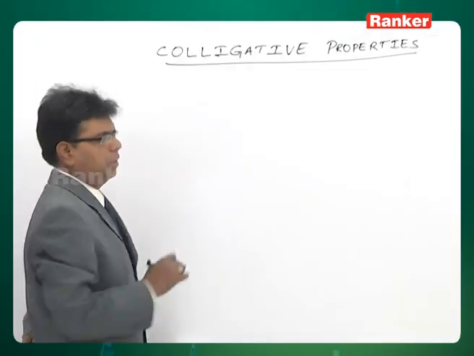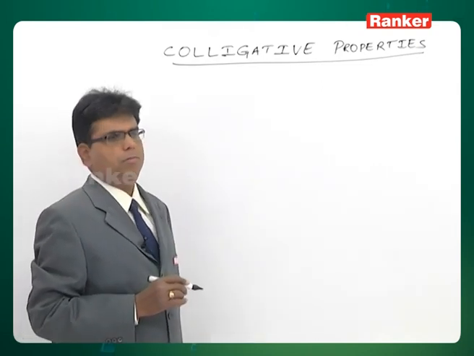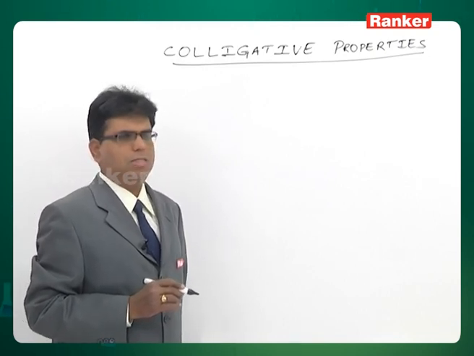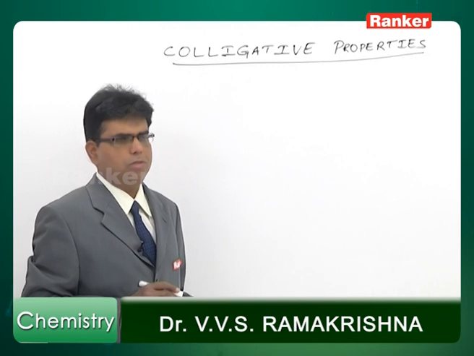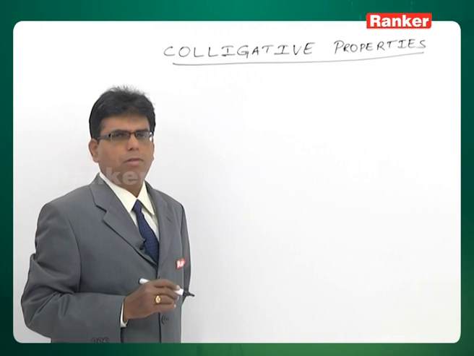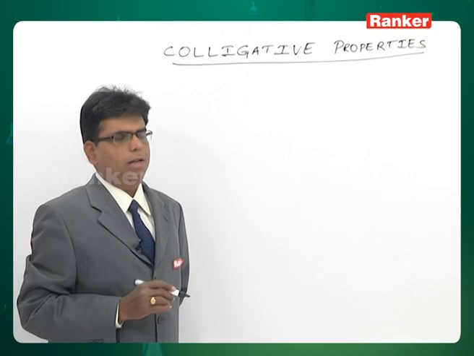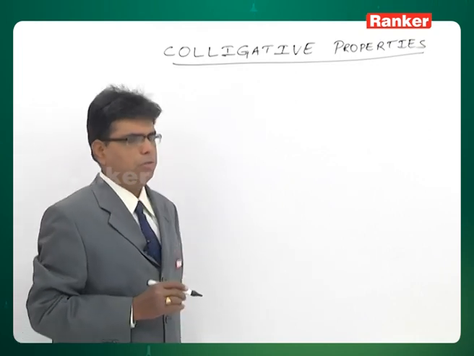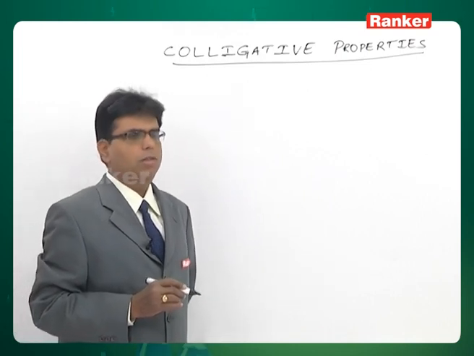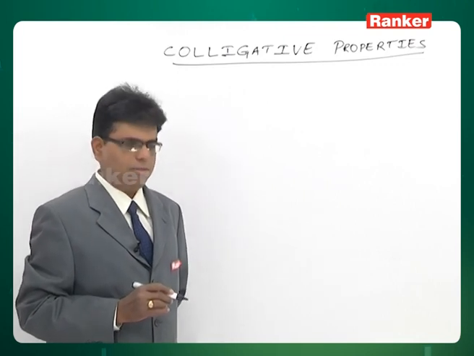Now we continue with the colligative properties in the liquid solutions chapter. We so far have discussed the concentration terms, the types of solutions, vapor pressure of a solution, and ideal and non-ideal solutions. Again, in the non-ideal solutions, we discussed non-ideal solutions with positive deviation and with negative deviation, with examples and their characteristics.